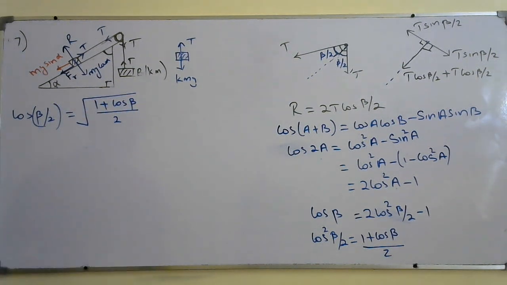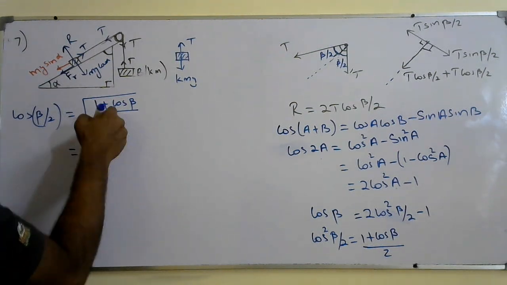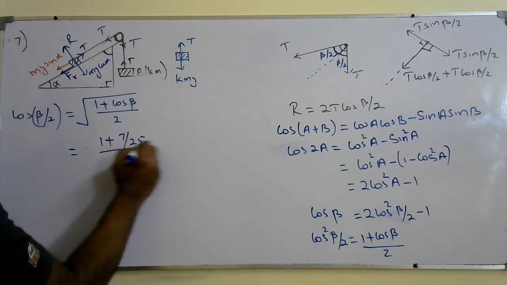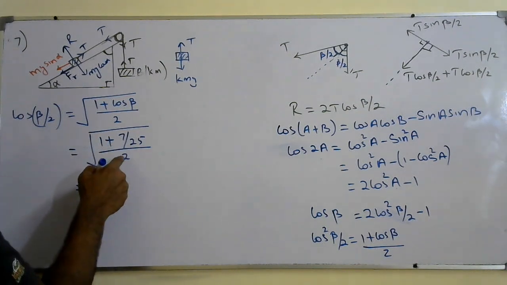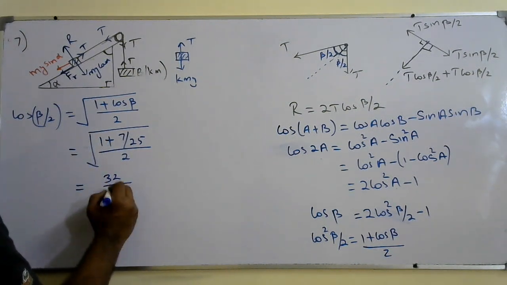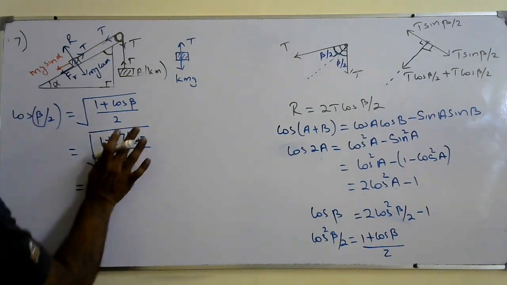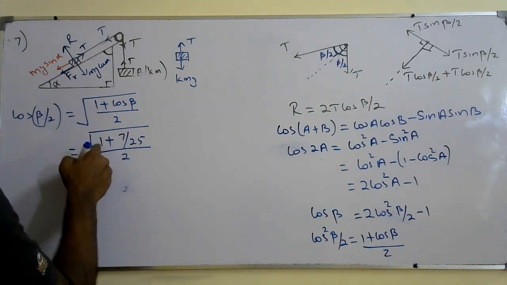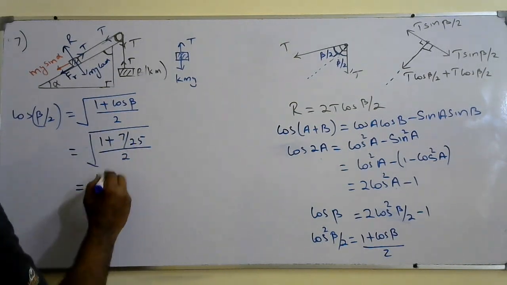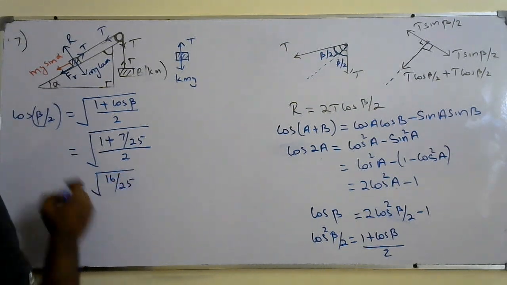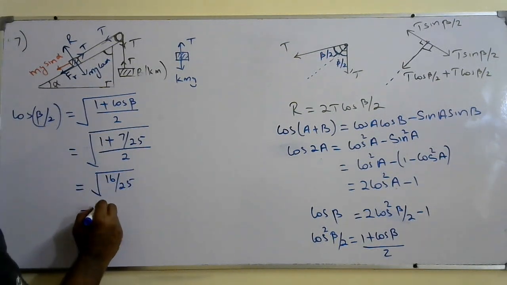We found cos beta already, that is 7 over 25. So it is the square root of (1 plus 7/25) over 2. Taking the LCM, 25 plus 7 is 32, so it's 32 over 2 into 25. 32 divided by 2 is 16 over 25, so cos(beta/2) is the square root of that, which is 4 over 5.